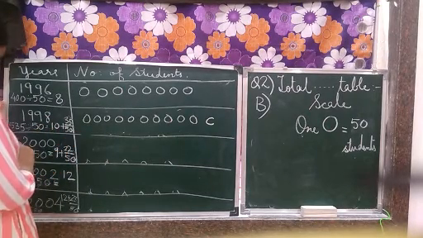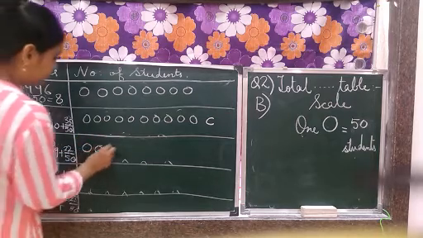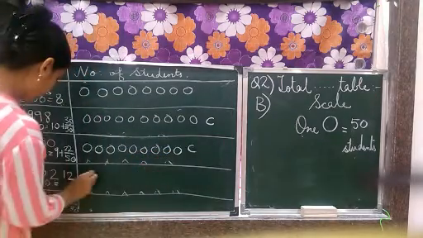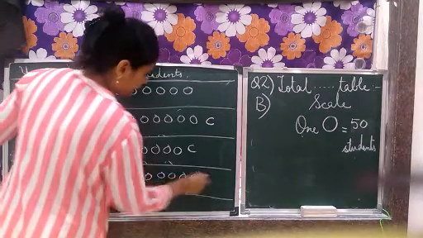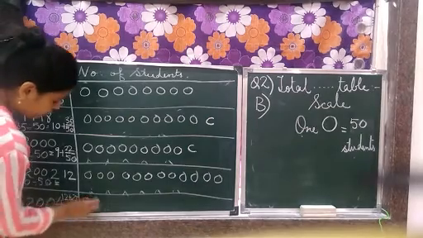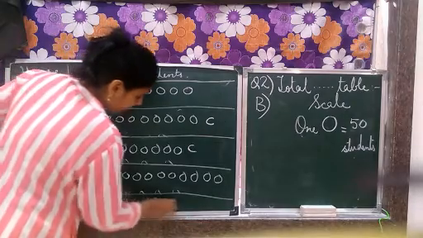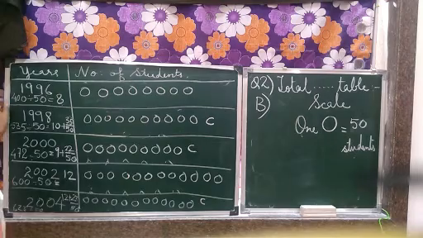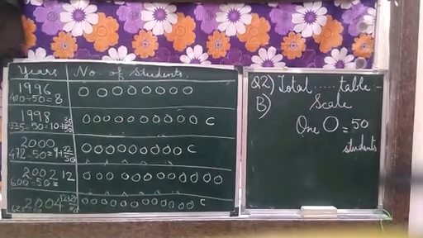Then 472, for that 1, 2, 3, 4, 5, 6, 7, 8, 9, 10, 11, 12. And here 12 complete and 1 incomplete. So 1, 2, 3, 4, 5, 6, 8, 9, 10, 11, 12 and 1 incomplete. Okay? So this is how we will finish.